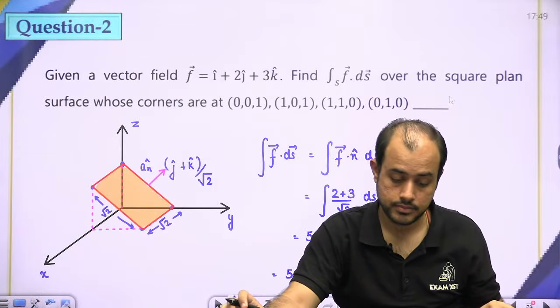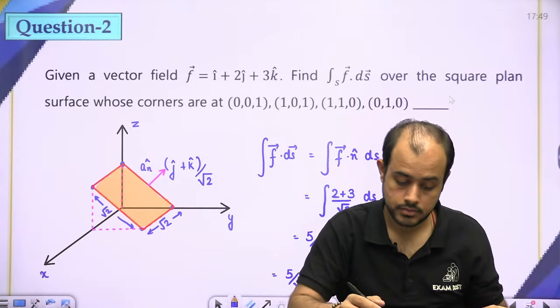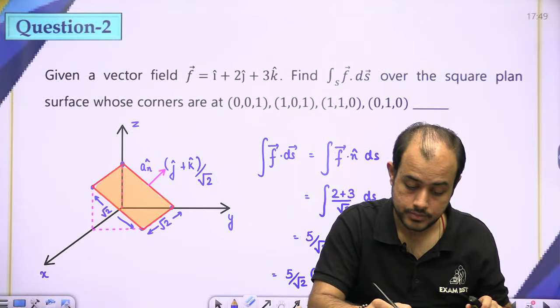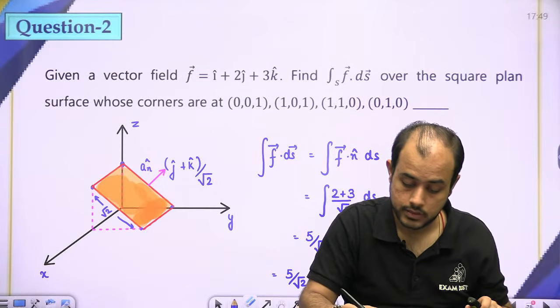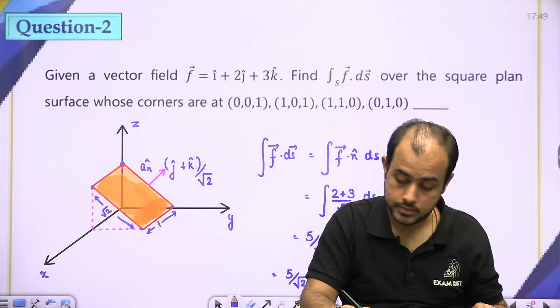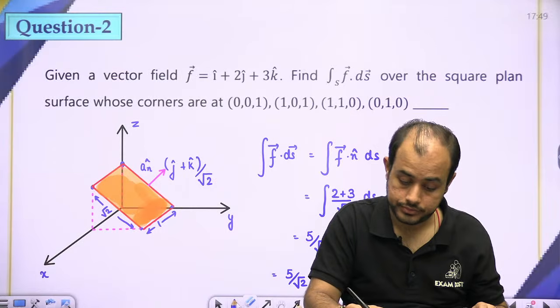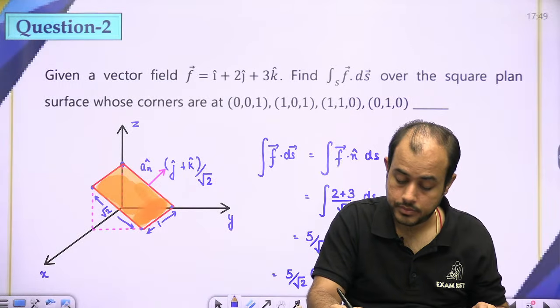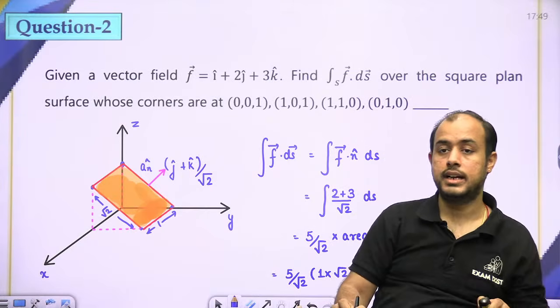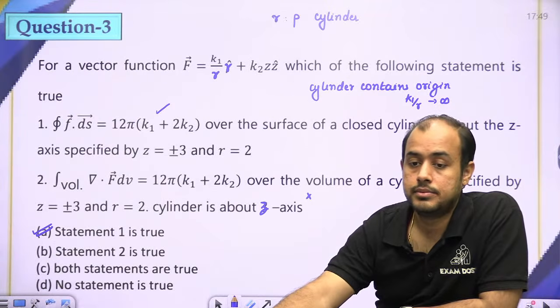ये बोल रहे थे, स्क्वायर नहीं है यार. ये वाली जो साइड आ रही है ना, 1 आ रही है. यू वर राइट. ये 5 आएगा.